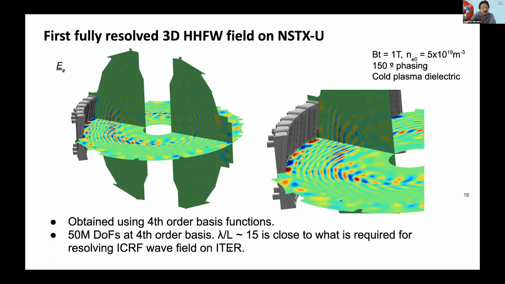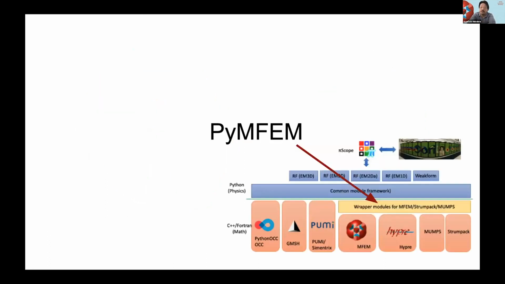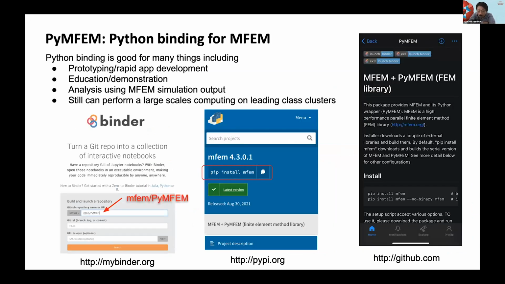So let me switch gears to PyMFEM, which is this orange region in our Petra-M code structure. Originally we developed this Python wrapper for the electromagnetic simulation, but as you know, Python is easier to use with its interpreter. So it is useful for many things, for example, prototyping and rapid application development. It is also used for education and demonstration, and analysis using MFEM simulation output might be a good way to use it.